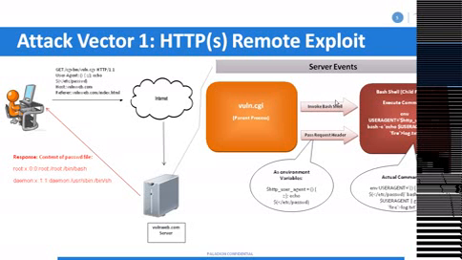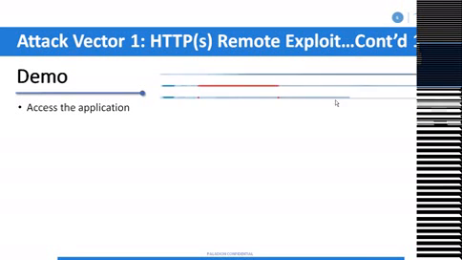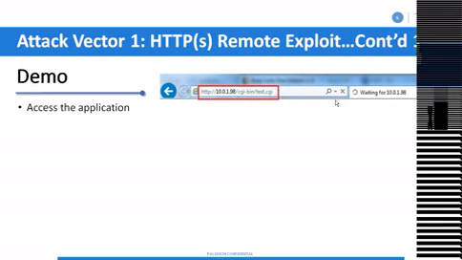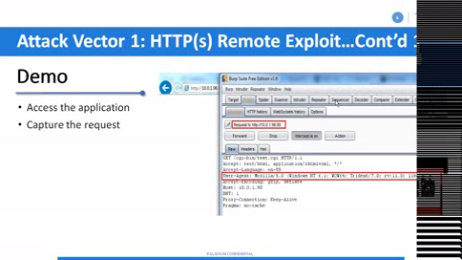So this is the overall concept of how an HTTP remote exploit would work for exploiting the ShellShock vulnerability. On the next slide, we'll be showing a quick demo of the same exploit. So we have set up a test application which uses CGI in the backend. First of all, we try to access the CGI URL from the browser. We capture the request in a web proxy editing tool. As of now, we are using Burp Suite for capturing the web request.